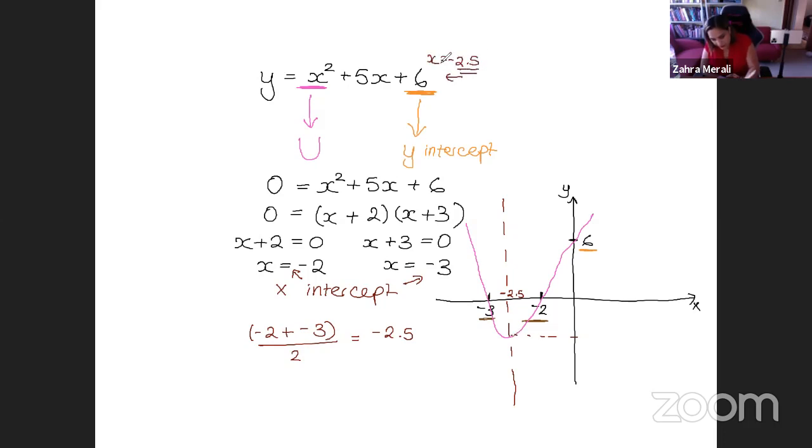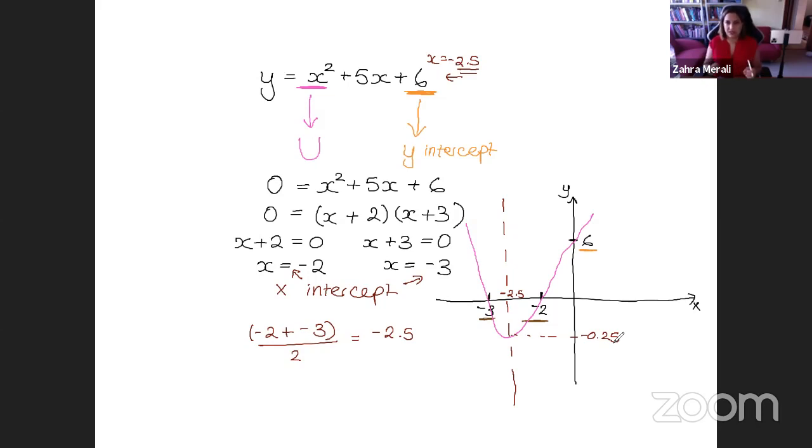So when x equals minus 2.5, in my calculator I do minus 2.5 squared plus 5 times minus 2.5 plus 6. And that gives you minus 0.25. And you have sketched the curve in its entirety.